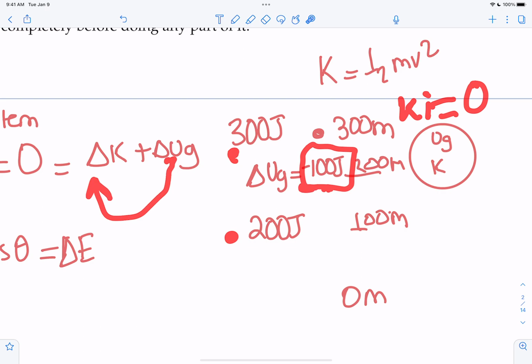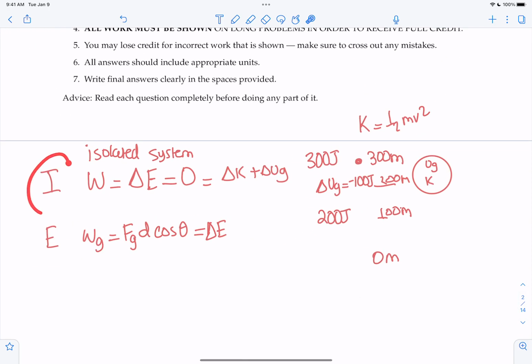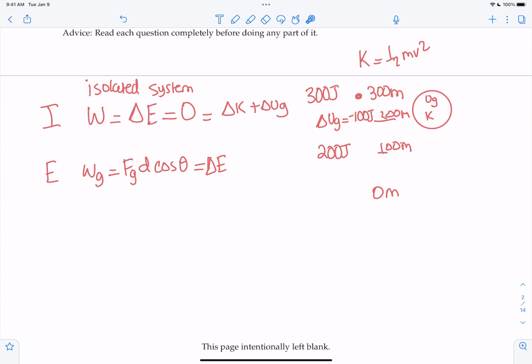So if I see a decrease of negative 100 joules here for gravitational potential energy, I should see an equal but opposite increase in my kinetic of 100 joules, right? That's what I should be seeing. That's from my internal perspective. From my external perspective, what I can see here is that there's work being done by the force of gravity, right? Force of gravity now is external.